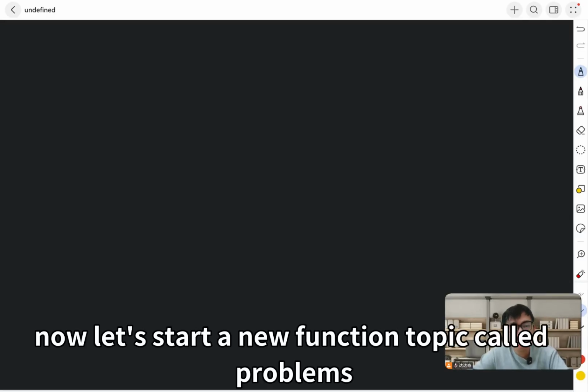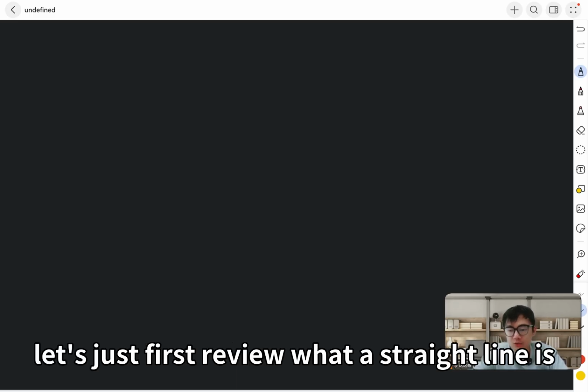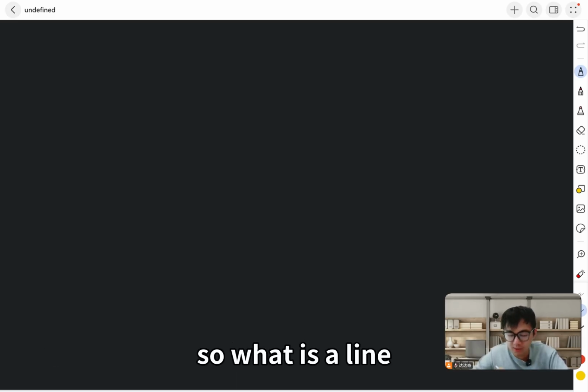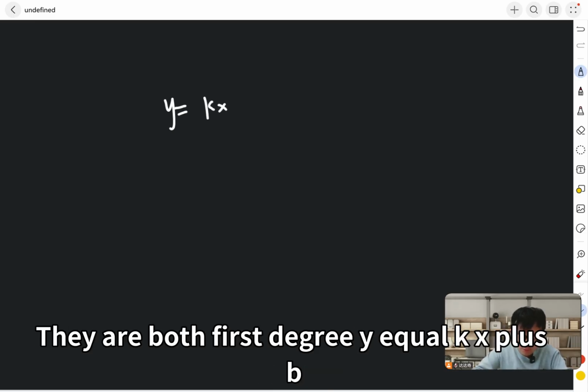Now let's start a new function topic called parabolas. Before talking about parabolas, let's first review what a straight line is. So what is a line? Well, a line is a linear relationship between x and y. They're both first degree. y equals kx plus b.